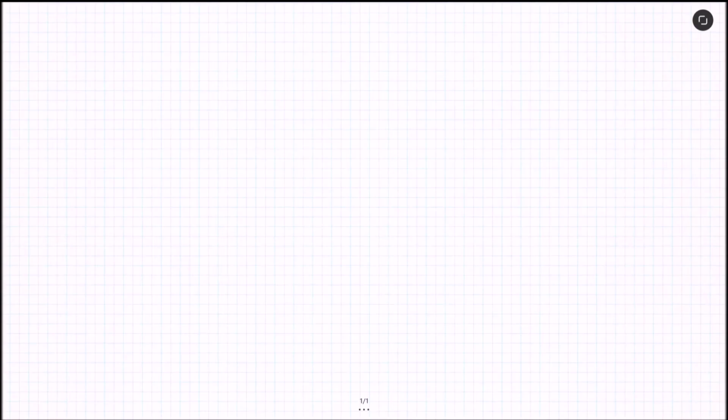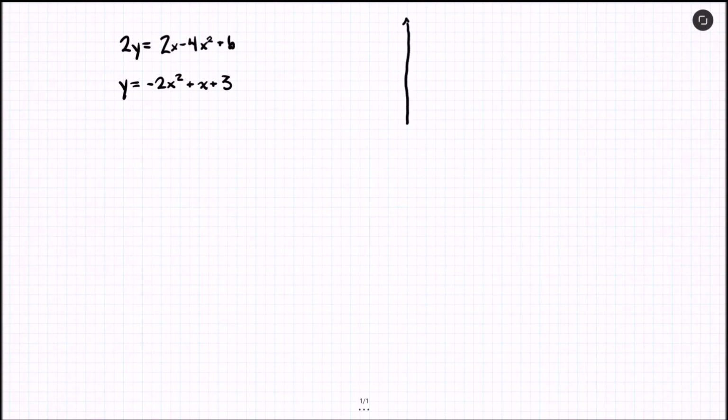Let's take a look at graphing the equation 2y equals 2x minus 4x squared plus 6. First step is to get this into the proper form. This one is pretty easy, just have to divide both sides by 2 and rearrange in the right order. After doing that, we'll have y equals negative 2x squared plus x plus 3.